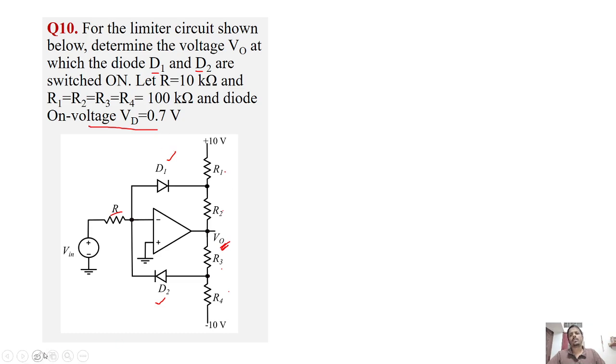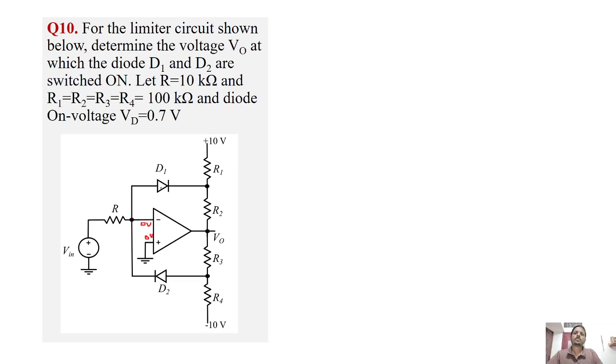So the question is like values of resistance R is given and the on voltage of Vd is given, that is diode is given, and we need to find what is the value of V0 at which this diode is switched on. So when we analyze this question, say this is an ideal op amp. Since this is ground, the voltage here is 0, so this is also virtual ground, right?